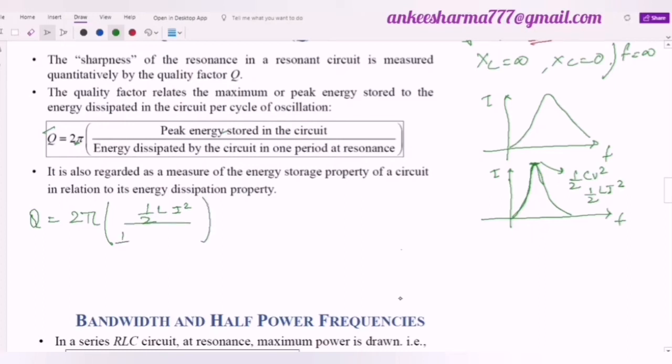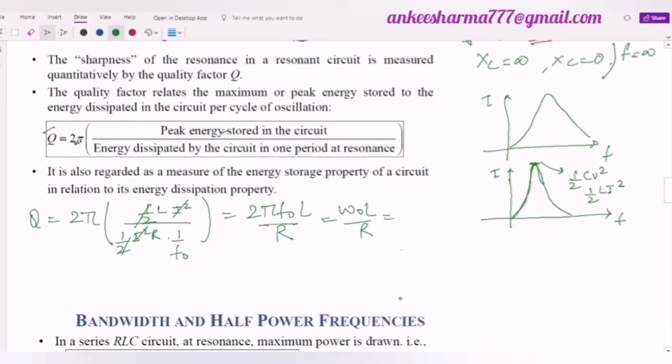So it will be equal to 1 by 2 I square R into 1 by F naught, where F naught is the resonant frequency. This is the formula of the total energy dissipated in one period at resonance. So if I take these values and cancel out these common terms, this will be equal to 2 pi F naught into L by R, which can be written as omega naught L by R.